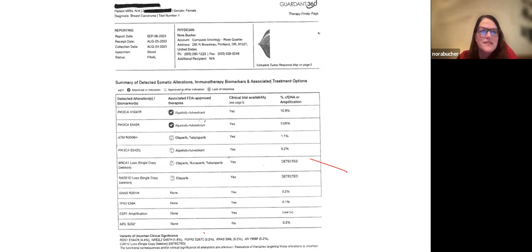BRCA1 and an ATM. ATM is another thing that's emerging, and RAD51D. These are all previously thought to be germline mutations, but we're also finding them in tumors. And so you could see that would lead a patient to maybe get a PARP inhibitor like olaparib. But I just wanted to show an example of that. And then it also gives you the percentage of the circulating tumor DNA that is captured. And it also provides, if there are clinical trials in the country that would be relevant, and it's a helpful report. Next slide, please.